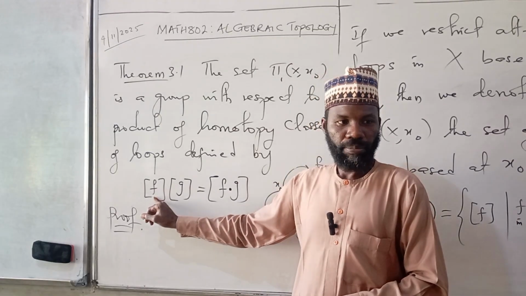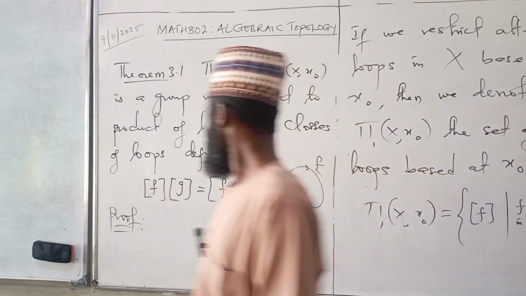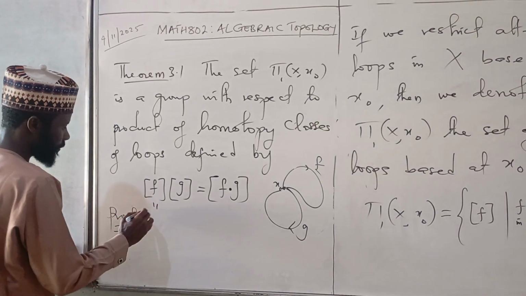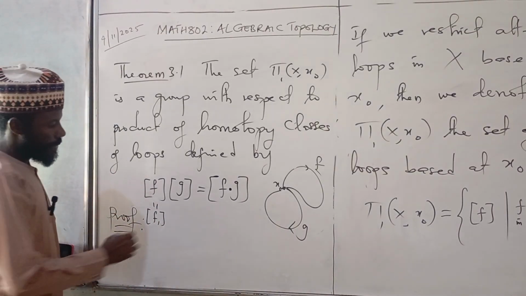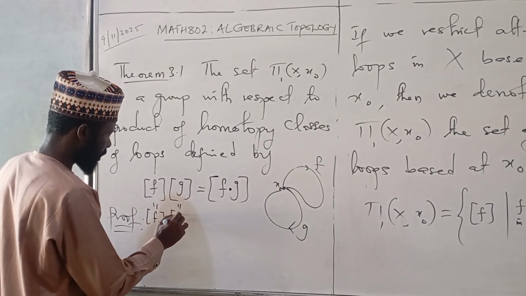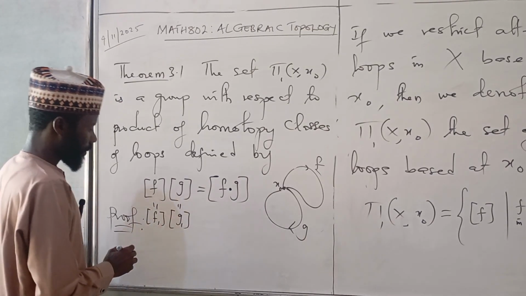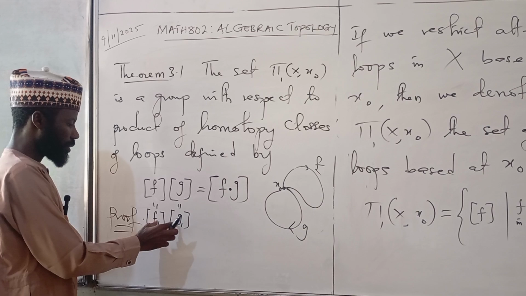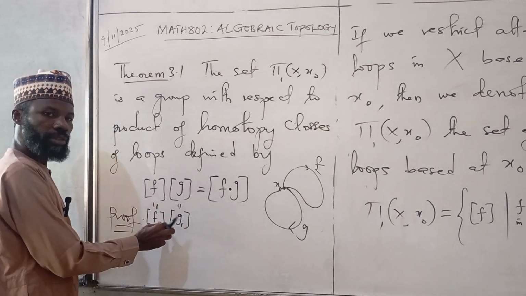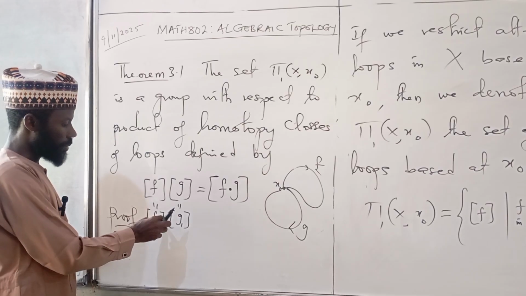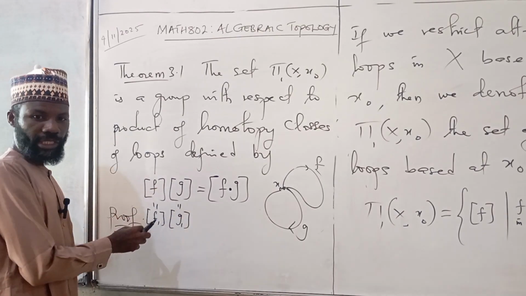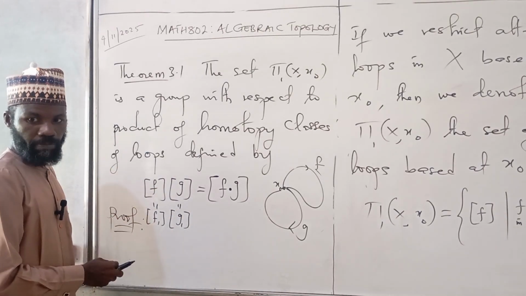What if you change the class representative? What I'm saying is, what happens if this class is the same thing as the class of F1, and this class is also the same thing as the class of G1? Which means this product and this should be the same thing. Because if this product and this are not the same, then we have a problem.